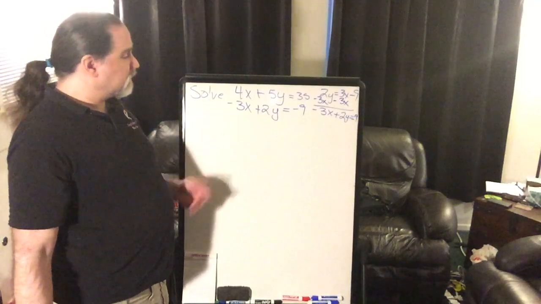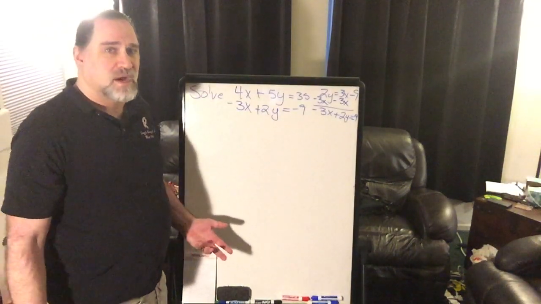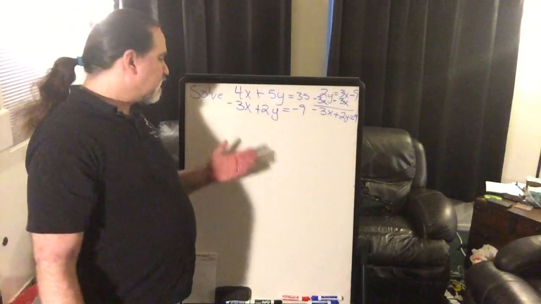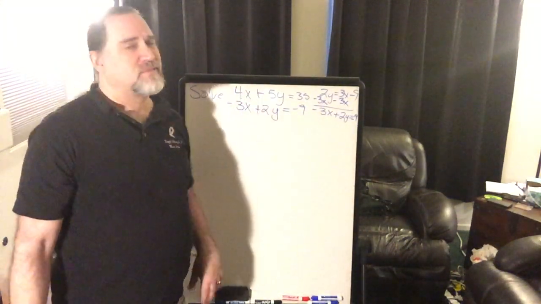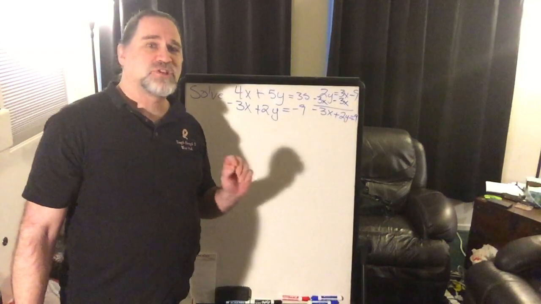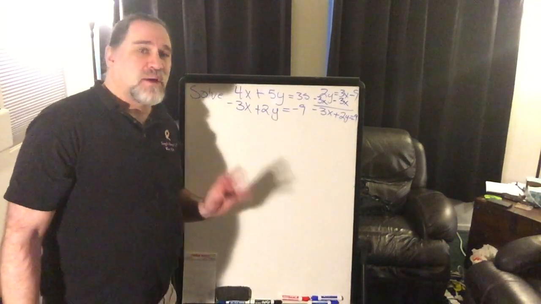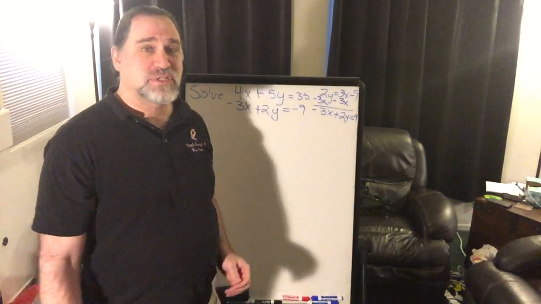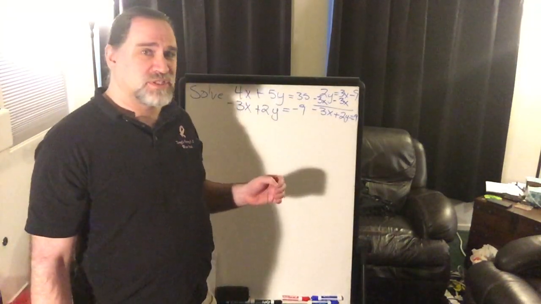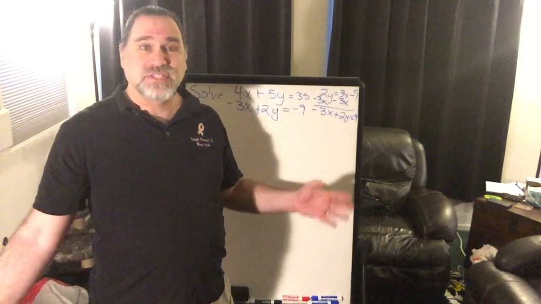Well, I don't have anything in common. I don't have an easy fix. I can't turn a 3 into a 4 very easily. I can't turn a 2 into a 5 very easily. So I'm going to have to change both of these equations. Now, which one I want to do is completely up to me, or if you're doing the problem, it's completely up to you. Which ones do you want to change? This is the nice part.